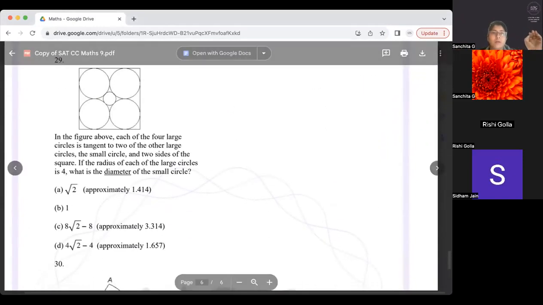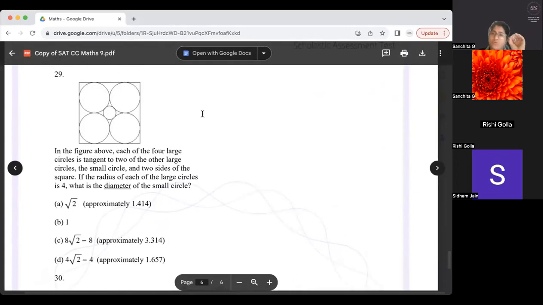Okay, 29. Just trust the process. Go slow. C. What is it? C or D? I'm not understanding. C? Very nice. C is correct. Okay. Rishi, can you explain the process once?